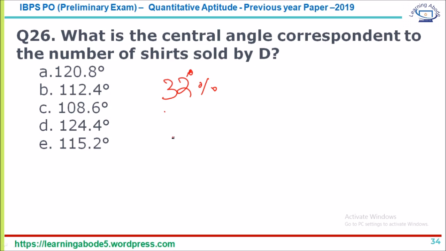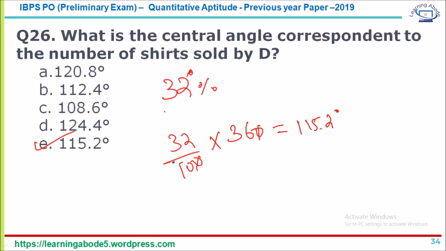Yeah, so 32 by 100 into 360. 32% out of 360. Okay, so that's 115.2 degrees. That's answer option E, 32%. So the total circle is 360 degrees, so in terms of angle, it is 115.2.